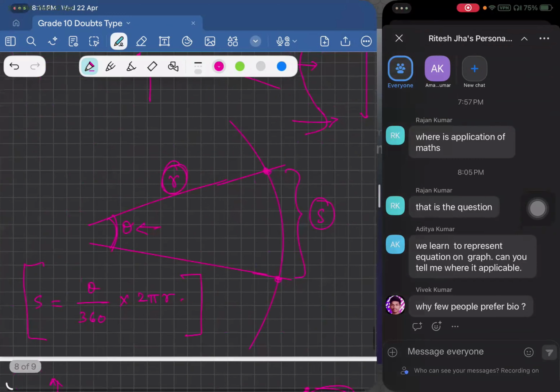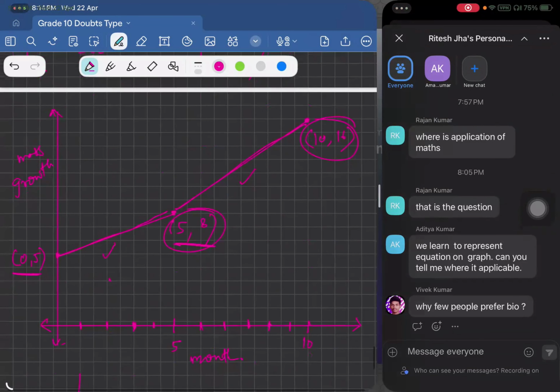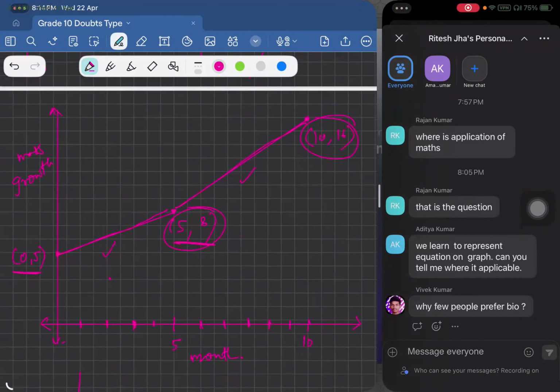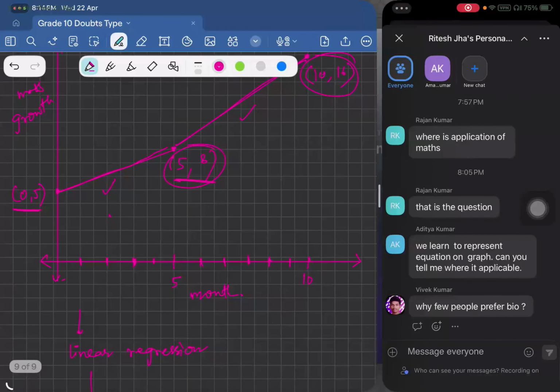By the way, this particular doubt of representing the equation on the graph, I would consider under critical thinking and creativity. So this is level 4 and level 5 of intelligence, which is a higher level doubt. All right, I really appreciate that.